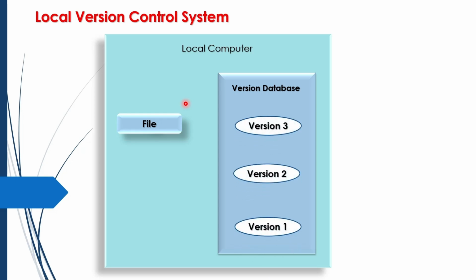Okay, now in that version database you will have different versions of your file, and they are also connected to each other. That means if you want to roll back version 2 to version 1, or upgrade your version 2 to version 3, or downgrade your version 3 to version 2, you will have that feature in your local version control system also. The file is like the control of your version database. So if you want to roll back to a specific version, you just mention it in the file system and it will be rolled back. So that is your local version control system.